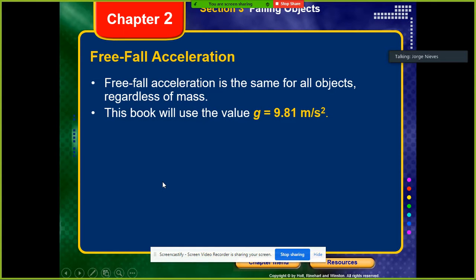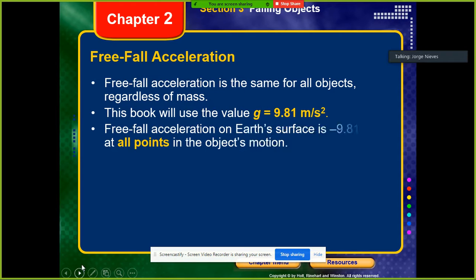So, for example, this book, el libro de ustedes, will use the value of gravity, ¿verdad? 9.81 meters per second squared. Okay, ese va a ser el valor de la gravedad. Siempre vamos a usar ese mismo valor. Por lo menos en este libro. Puede que otro libro tenga otro valor, but we're going to use 9.81 meters per second squared. So that is given, okay? That's the gravity we're going to use in all our problems, okay?